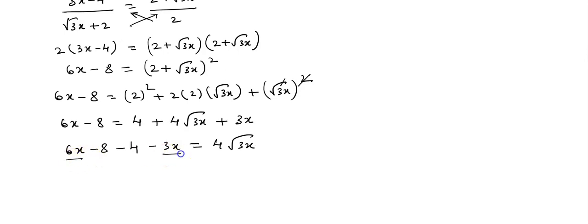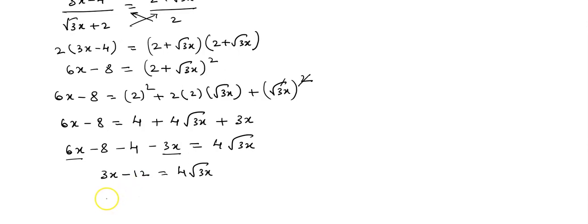Now 6x minus 3x. 6 minus 3 is 3. So 6x minus 3x is 3x. Minus 8 minus 4. If both are minus, we should add, but minus remains the same. 8 plus 4 is 12. 3x minus 12. That is equal to 4 into root of 3x.